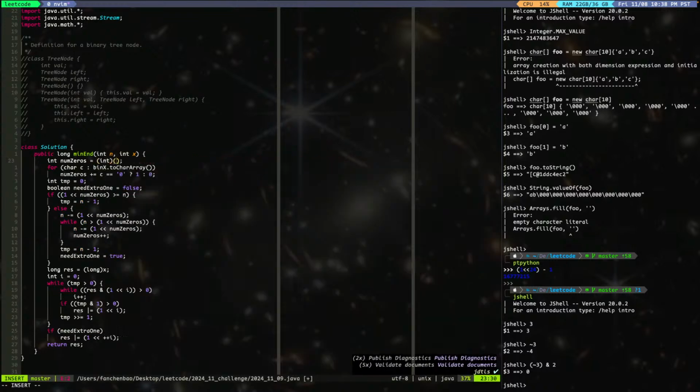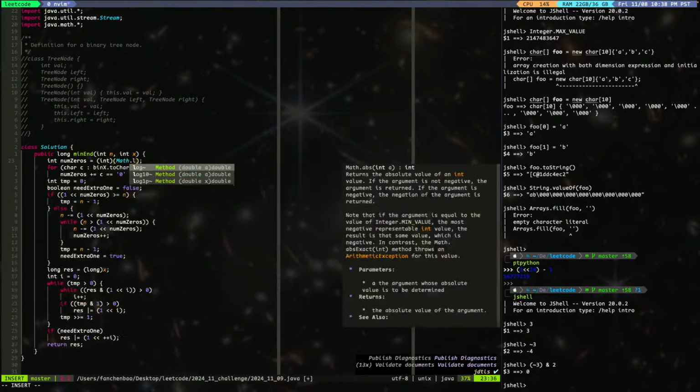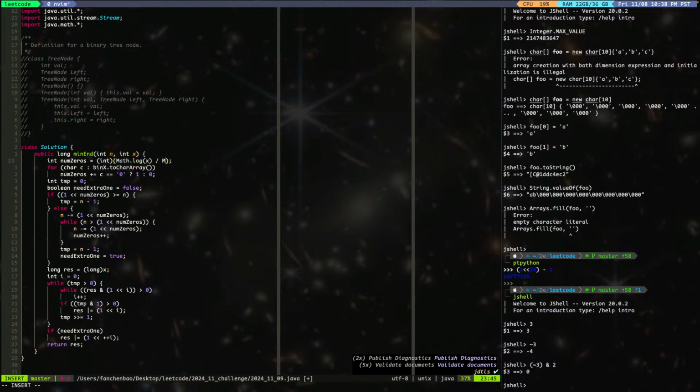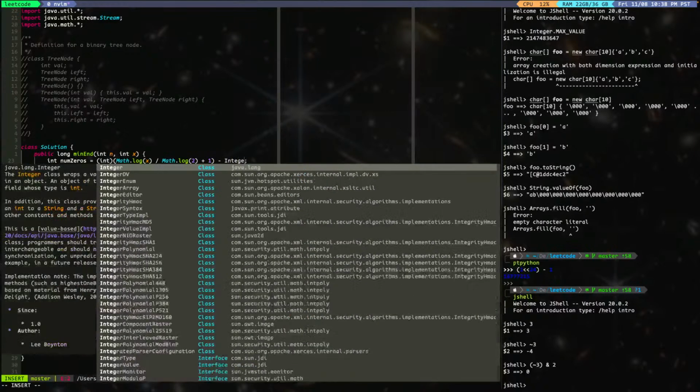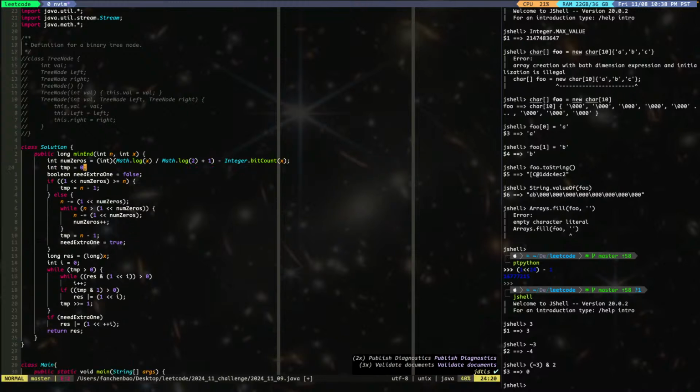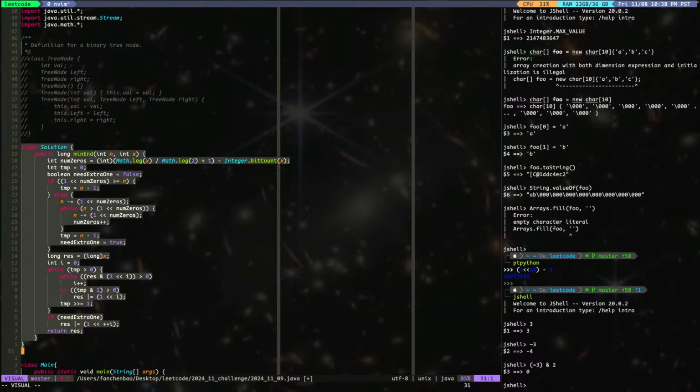int math.log x divided by math.log 2, right, and plus 1. This is the num of 0. This is the total bits, so minus Integer.bitCount x, right? So we don't need this, and everything becomes bit operation. Okay, let's try.